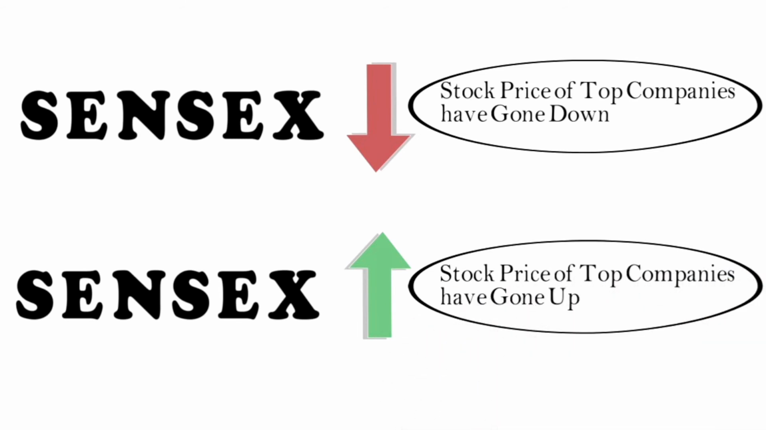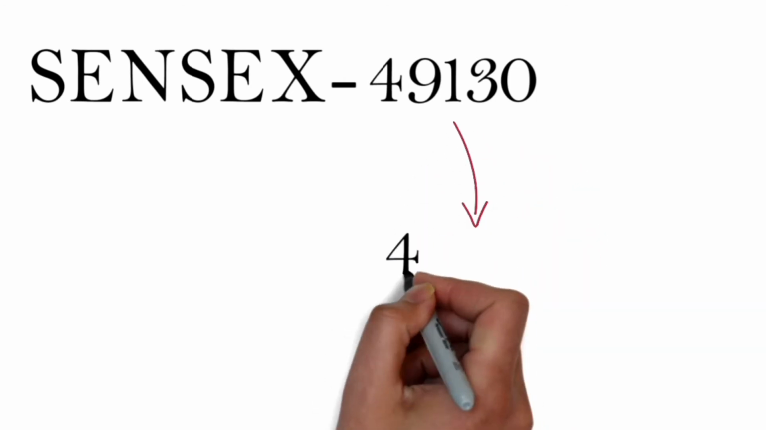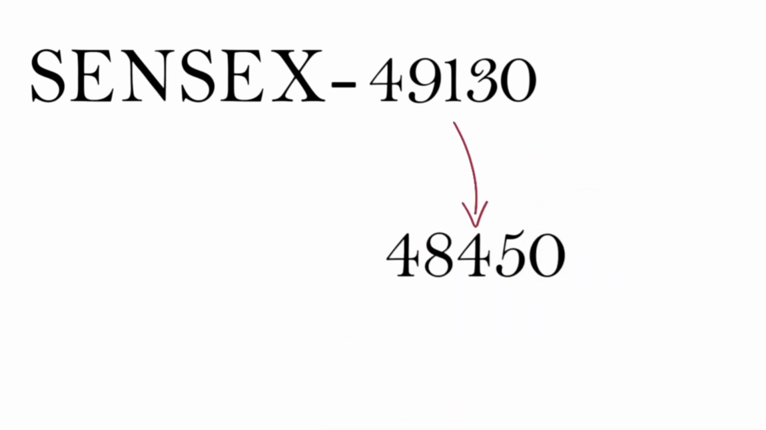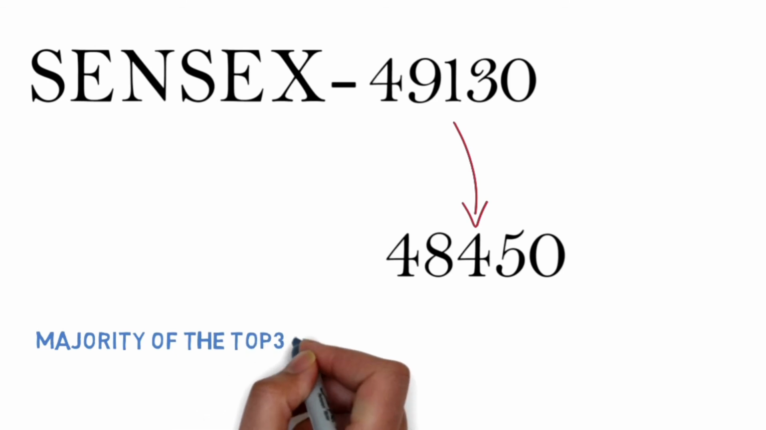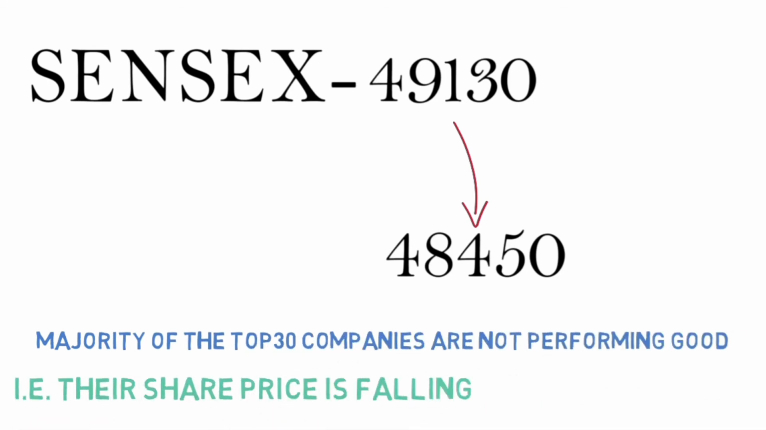So for example, suppose the Sensex is 49130 as I speak today on 26th of March 2021. Now if the Sensex drops to 48450 tomorrow, it means that the majority of the 30 companies are not performing well. That is, their share price is falling.